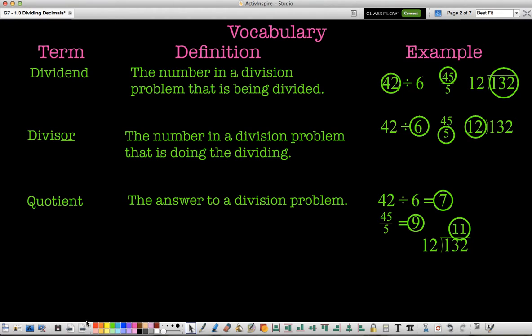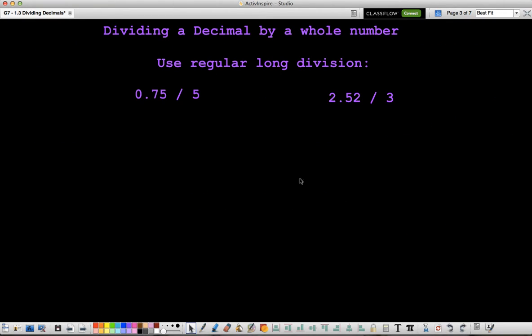Right. So moving right along, when we're dividing a decimal by a whole number, we use regular long division. This one doesn't change much at all, and these would be good to have in your notes. So I have 75 hundredths divided by 5. So here's our dividend, and here's our divisor. We know our divisor goes on the outside and our dividend goes on the inside.